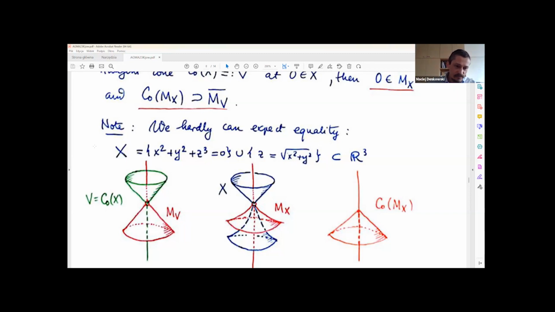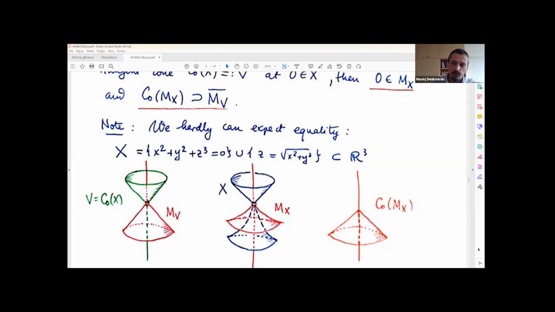On the left picture, what do you have? You have in green the tangent cone to X. So the tangent cone is the upper part, which is already a cone, and just a line below. The tangent cone to the medial axis is, I'm sorry, it's not the tangent cone. The thing in red is not the tangent cone, it's the medial axis of the tangent cone.